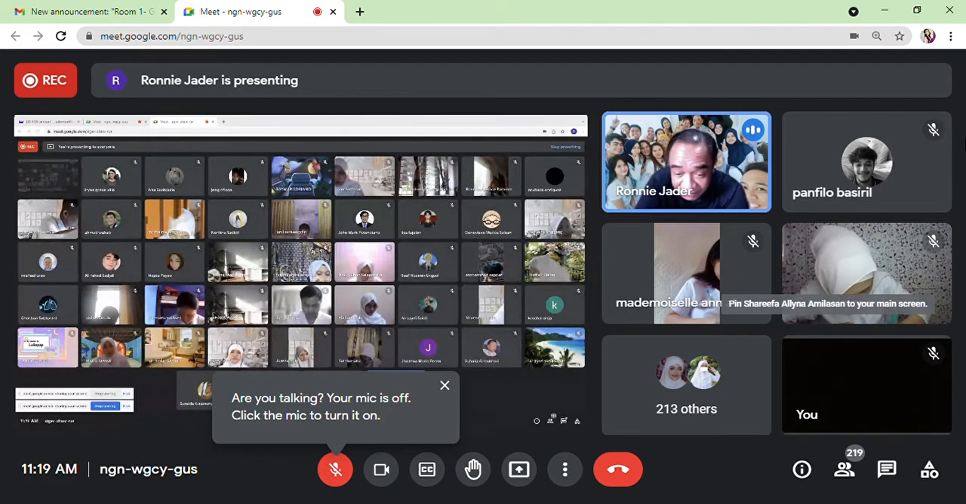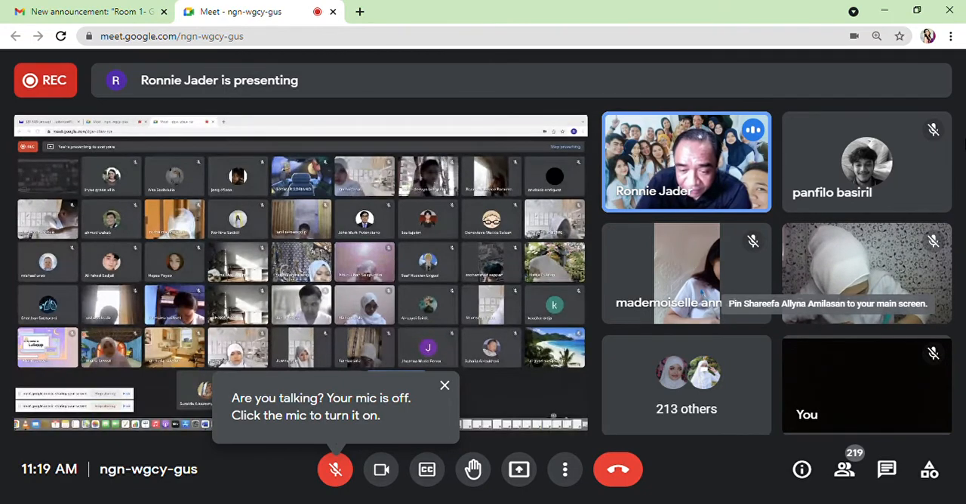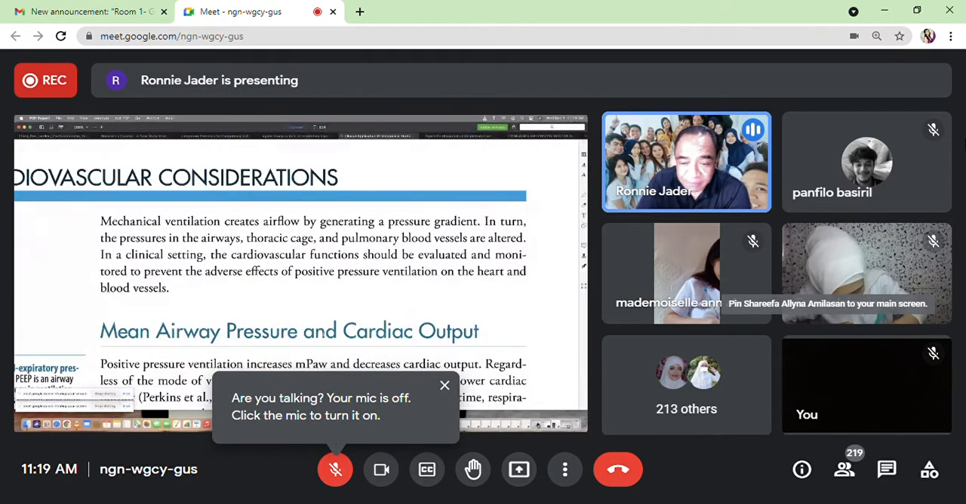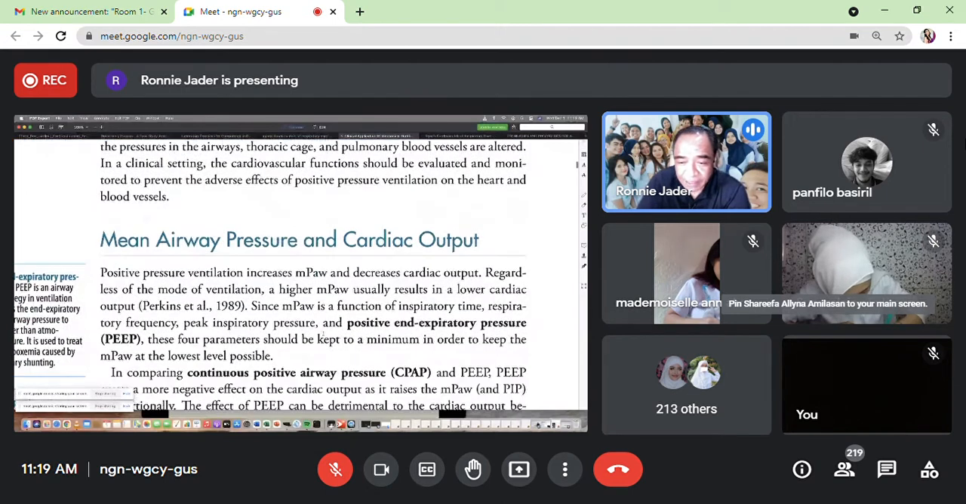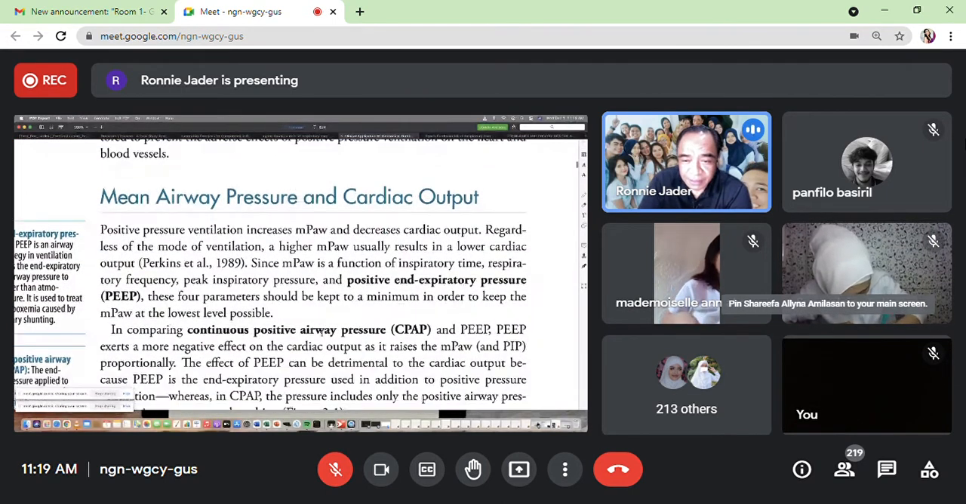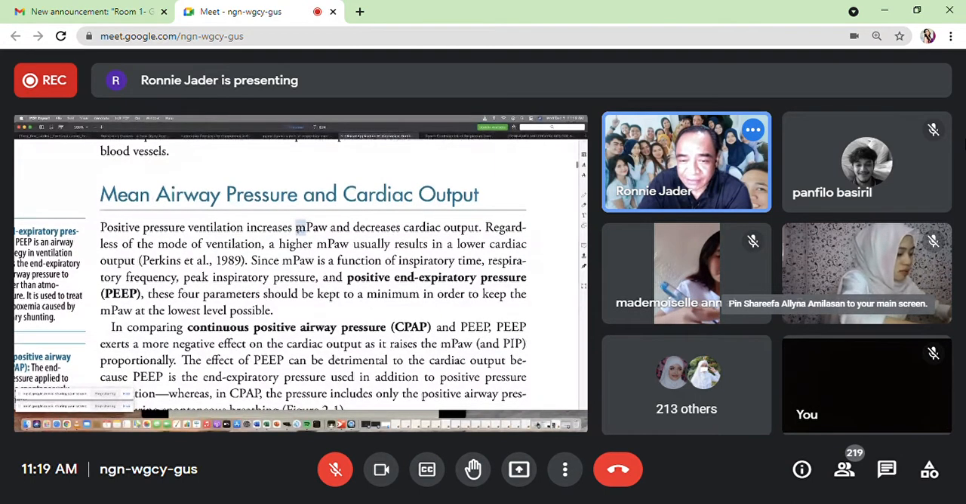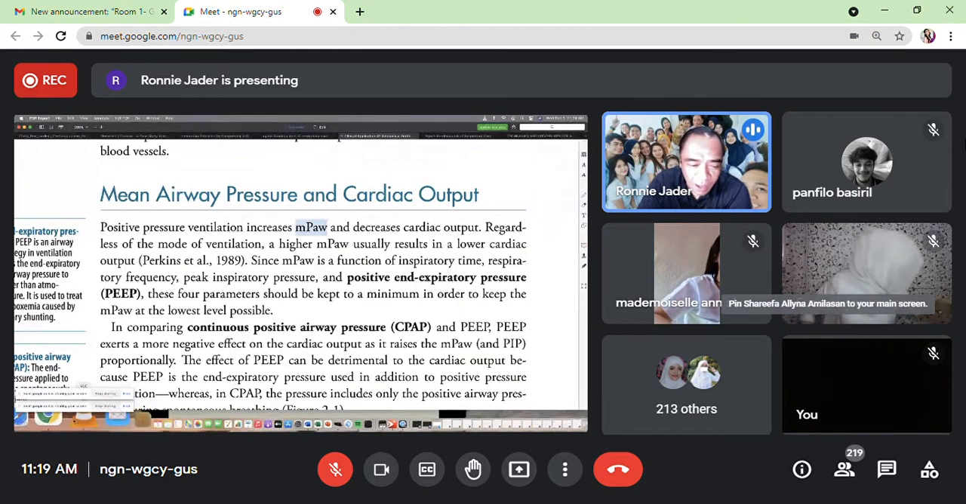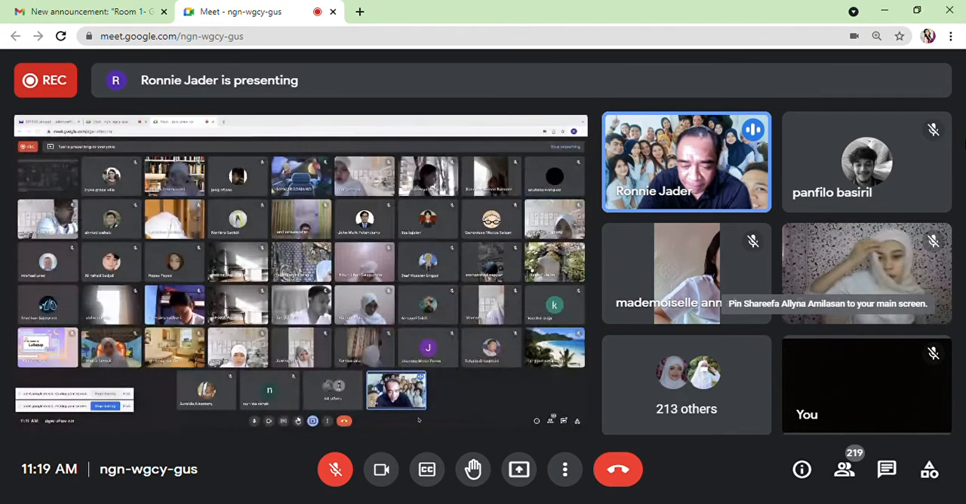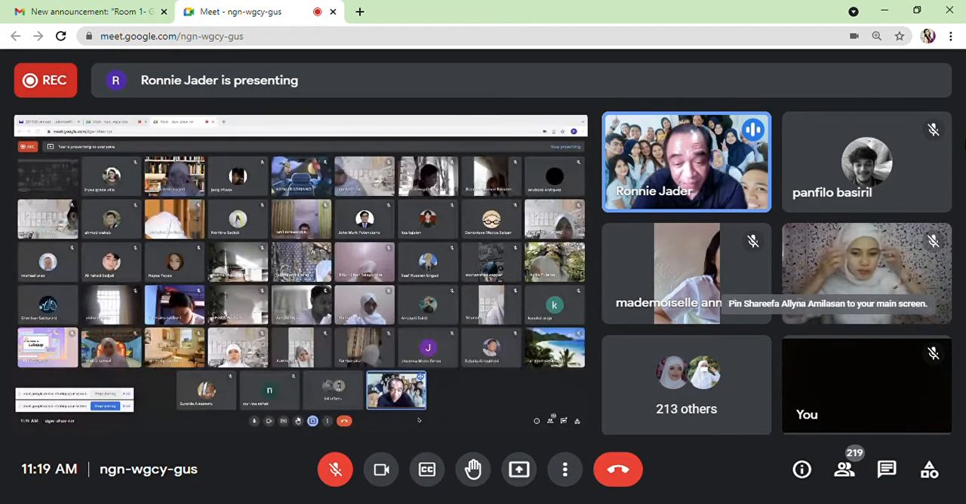Kaya yun ang mga titingnan natin. Okay? So, cardiovascular consideration, mean airway pressure. Positive pressure ventilation increases mean airway pressure and decreases cardiac output. Kaya yun ang titingnan natin, yung mean airway pressure. Okay? So, ang mean airway pressure, dalawa ang kahulugan yan. Kapag masyadong mataas ang mean airway pressure, naiipit yung puso.